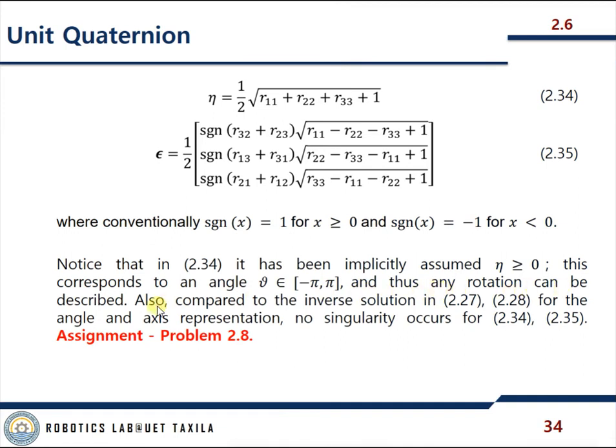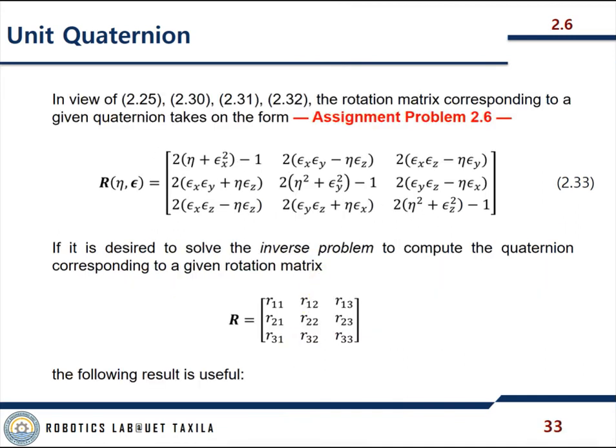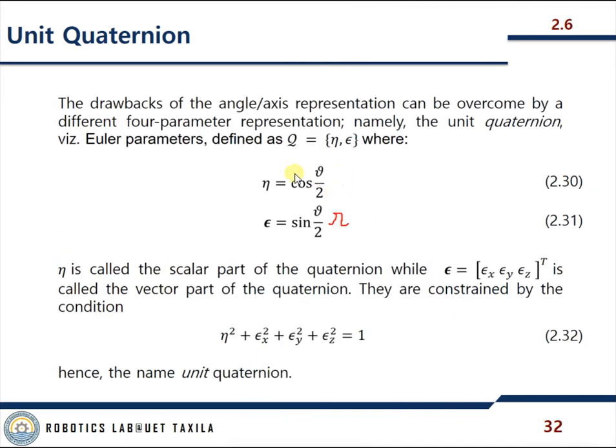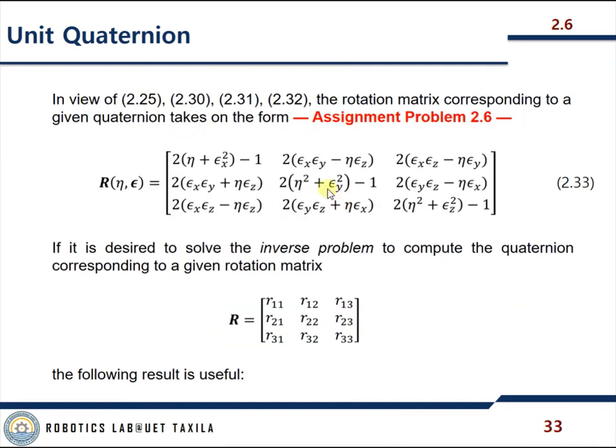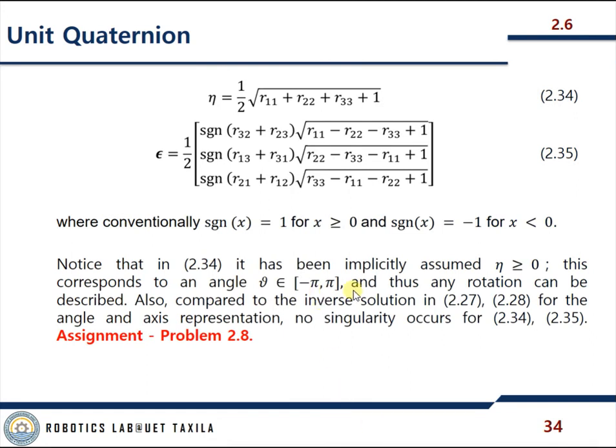Also, compared to the inverse solution in 2.27 and 2.28 for the angle and axis representation, no singularity occurs for 2.34 and 2.35. So this is the beauty of quaternions. When you represent all the angles in this form, there is no singularity and you will get the range from minus pi to pi.